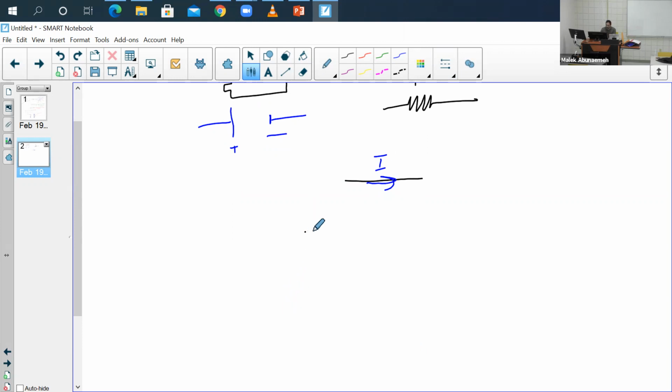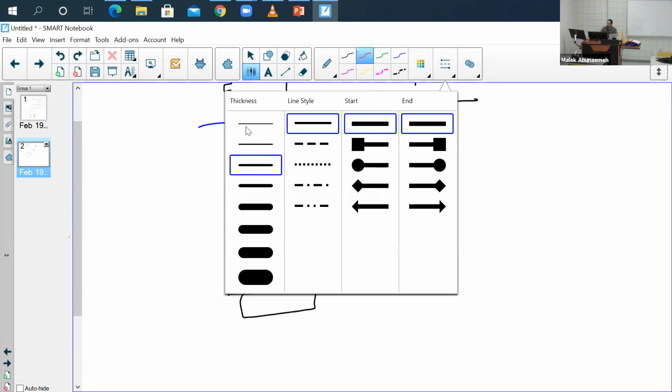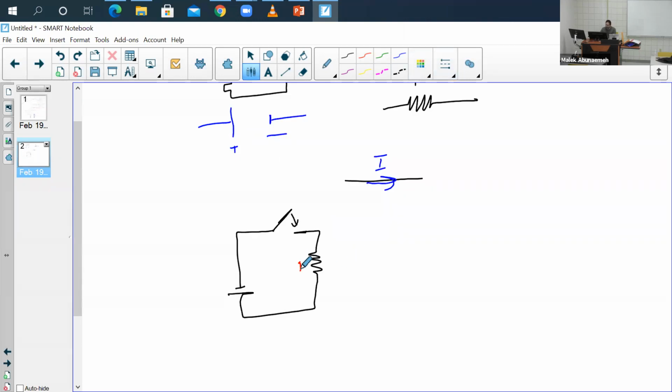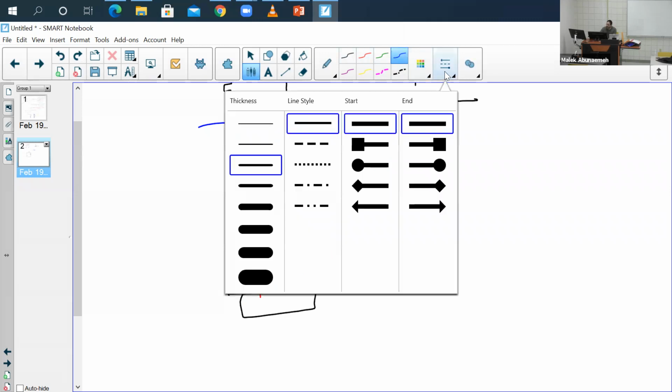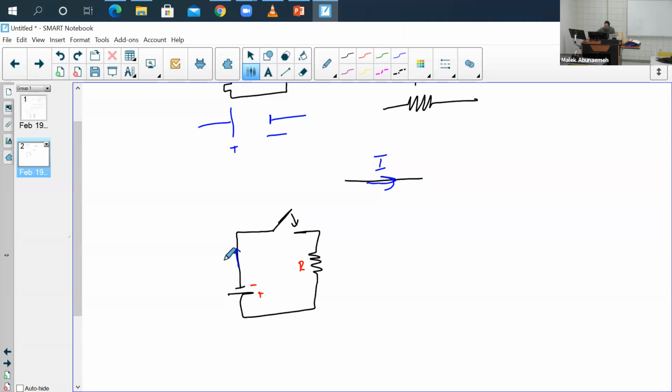Let's say you have a resistor right over here, and then you have a battery going in, and you have a little switch, our little gate for our water. So you have a switch that's open and closes this way. This is your resistor. This is your battery. The long one is always positive. The short one is always negative. And you have the current going, let's say, this way.